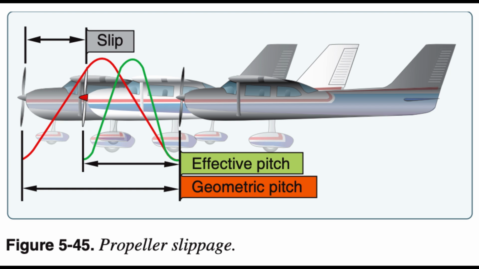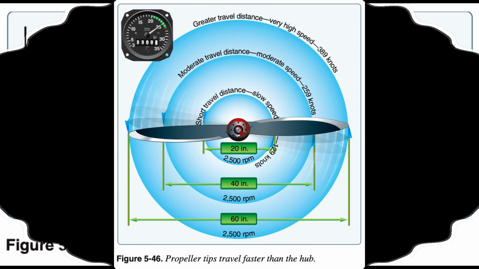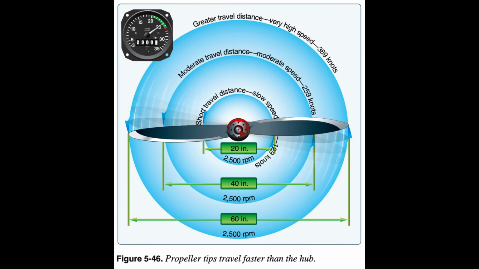Geometric pitch is the theoretical distance a propeller should advance in one revolution. Effective pitch is the distance it actually advances. Thus, geometric or theoretical pitch is based on no slippage, but actual or effective pitch includes propeller slippage in the air. The reason a propeller is twisted is that the outer parts of the propeller blades, like all things that turn about a central point, travel faster than the portions near the hub.